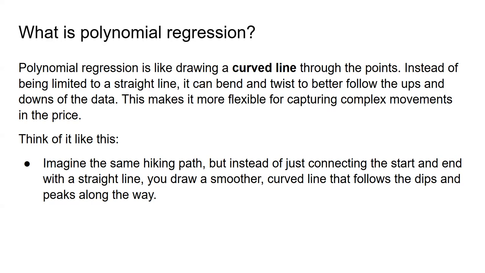When the price moves up and down, I'll show it to you on the chart. Think of it like this. Imagine a hiking path. For example, you are hiking up some mountain. In that hiking path, you will climb up, climb down, up and down. But instead of just connecting the start and end with a straight line, you get a curved line that follows the dips and peaks along the way. This is how polynomial regression is.